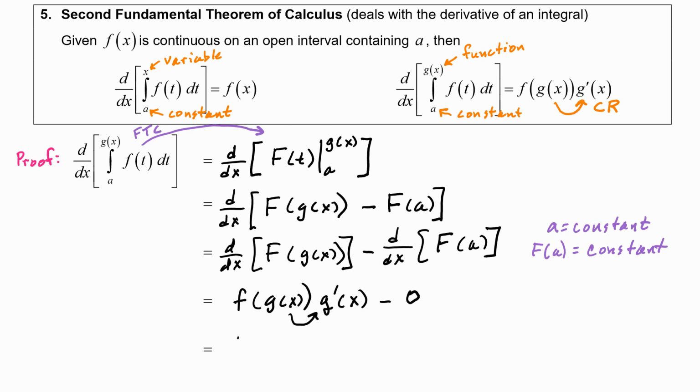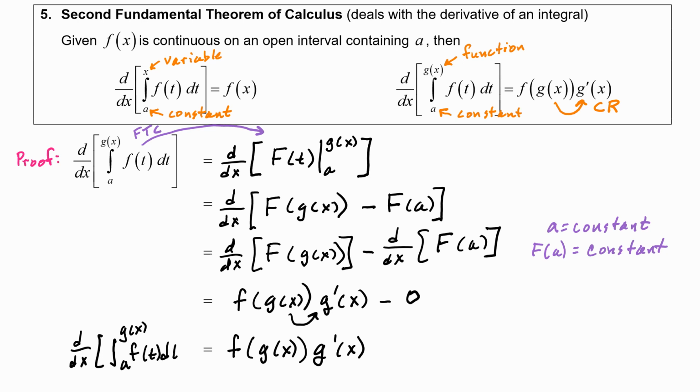So then this becomes f of g of x times g prime of x, and we have just proven that the derivative with respect to x of the integral from a to g of x of f of t dt is equal to f of g of x, g prime of x. And this is the second fundamental theorem of calculus.